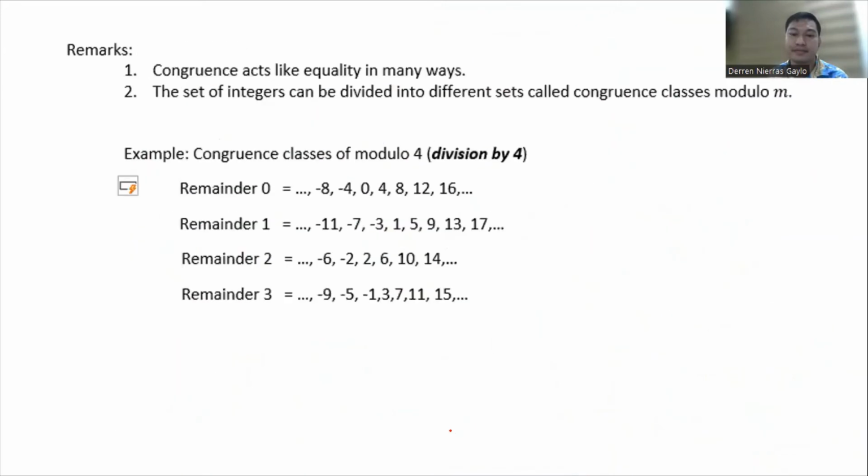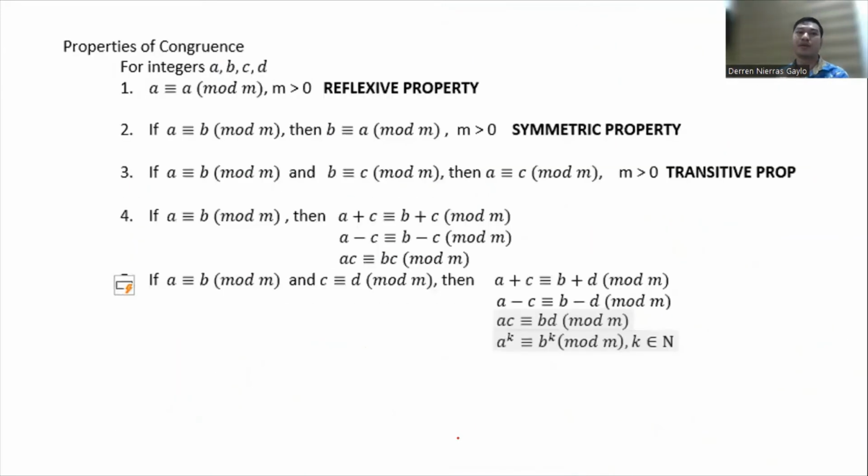Okay, let's have this one. There are also properties of congruence that we have. One is that A is congruent to A modulo M, where M is greater than 0. So this is the reflexive property. It's like telling us that 5 is congruent to 5 modulo something. So A is congruent to A modulo M.